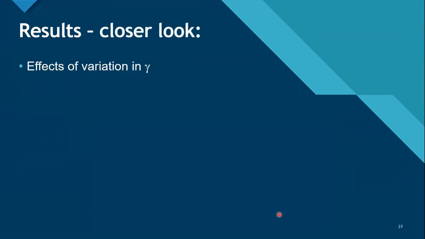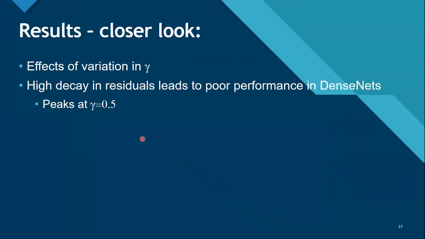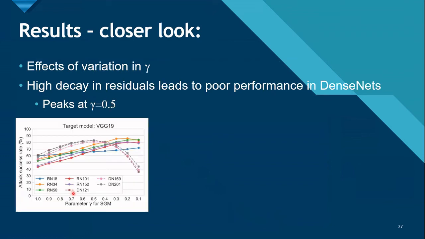To take a closer look as far as the SGM attacks are concerned, they evaluated variations in gamma. What they found was when you're attacking DenseNets, gamma peaked out at 0.5. If you look here, the DenseNet attack is the dashed lines, and the gamma value is decreasing. What that means is as you make a smaller gamma parameter, you are squashing the residual weights from the network a lot stronger. However, once you get to 0.5, you start losing that high level class data from the residual blocks. So the fooling rate starts to fall off here for the DenseNets.